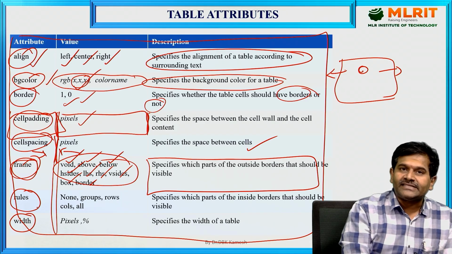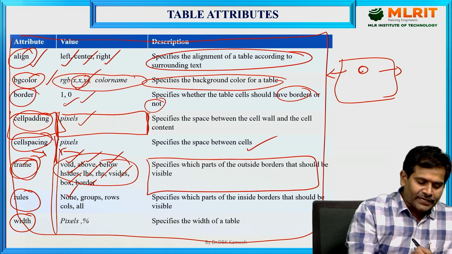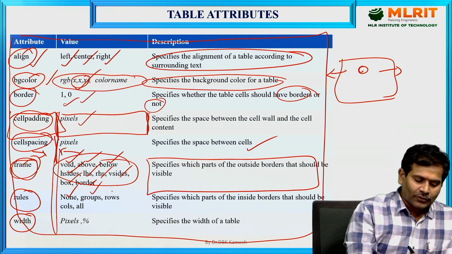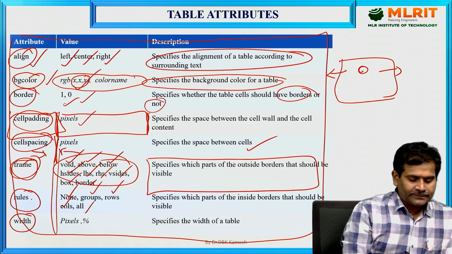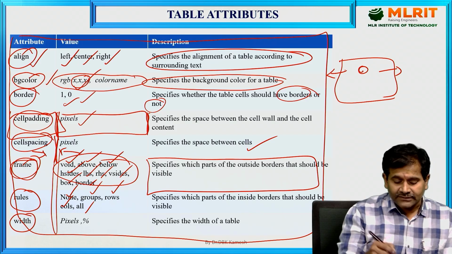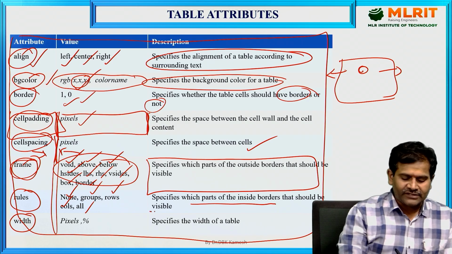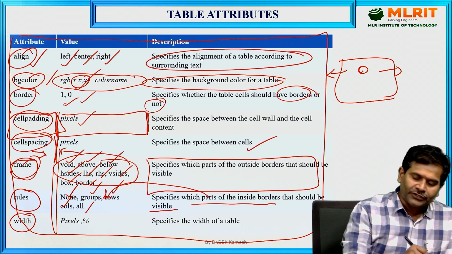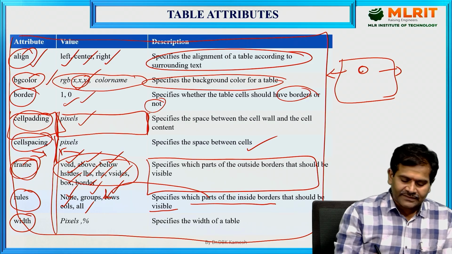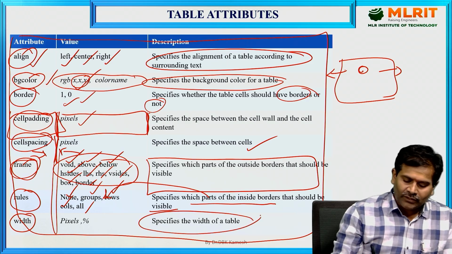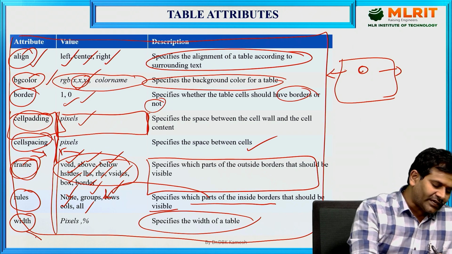Then the next attribute is rules. What are the values? One is none, then groups, rows, columns, all. This is called rules. Its purpose is to specify which part of the inside border should be visible. The last one is width, in pixels, which specifies the width of the table. In this table, whatever width we require, we can set here.